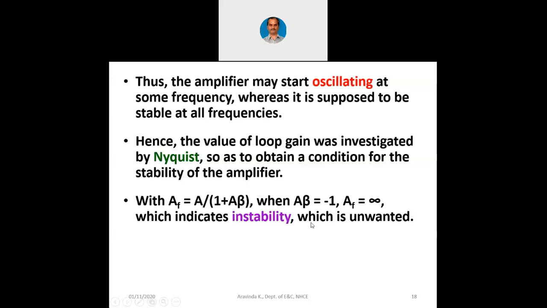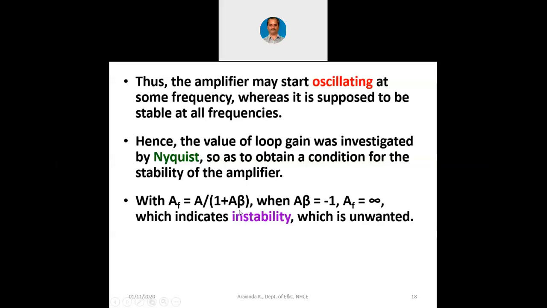Now you can look at this. Till now we have been thinking about A beta as a contributor to the amplifier. Now due to any reason, if A and beta, their product is going to be minus 1, then AF is going to be infinity. Always we thought that AF will be less than A. But in such conditions where A beta is going to be minus 1, AF will be infinity. Why will A beta be minus 1? That we will see later on.